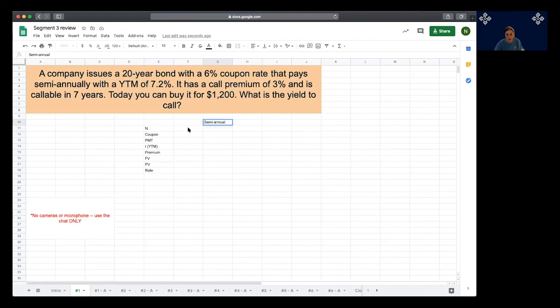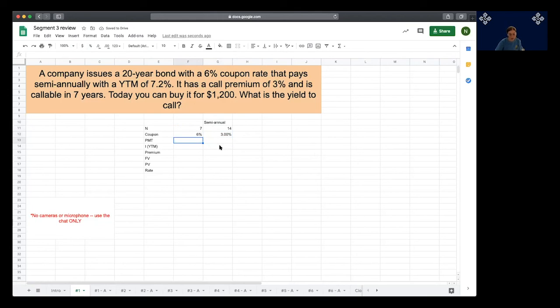So the first thing you do is go through all your variables and label as much as you can. We see that it's callable in 7 years, so our N is 7, because we want the yield to call, not the yield to maturity. But to adjust for semi-annual, you need to multiply that by 2. Then our coupon rate is 6%, and again you have to adjust that for being semi-annual. So you divide it by 2 and change it to a percentage, and you'll get 3%.